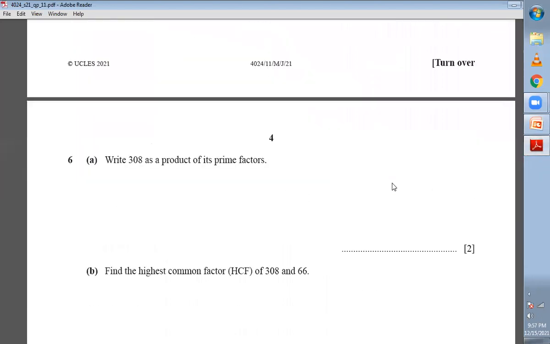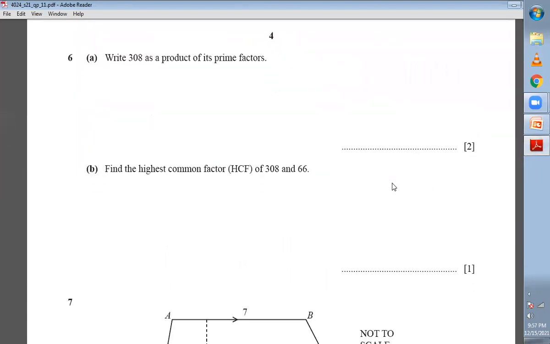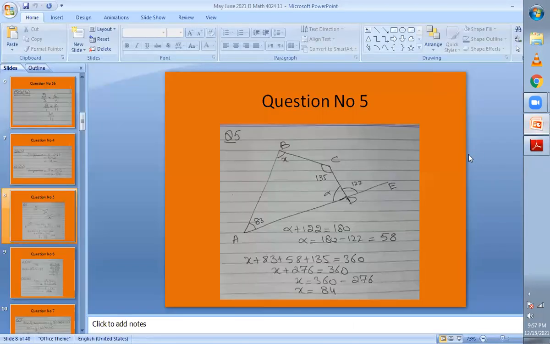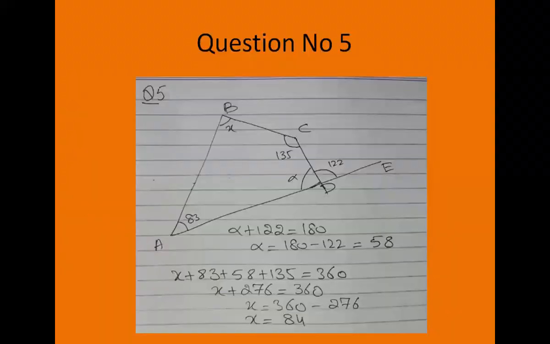The next question coming up on your screen is question number 6. He says, write 308 as a product of its prime factors. It's a 2-mark question, and the B part is find the highest common factor, HCF, of 308 and 66. So let me show you how I have done this.